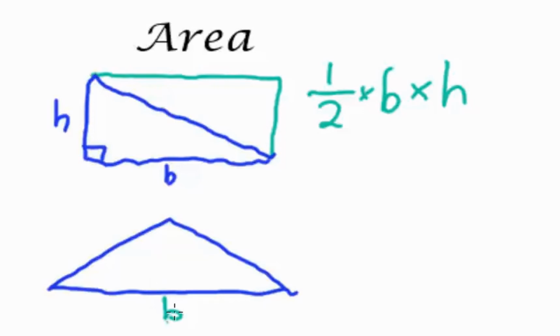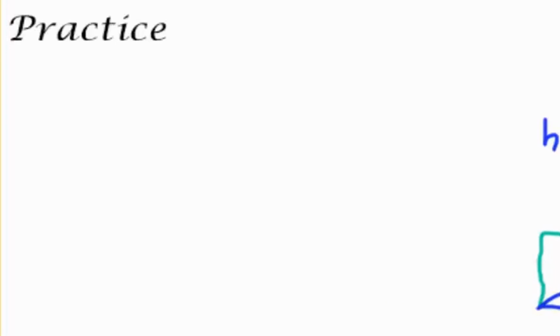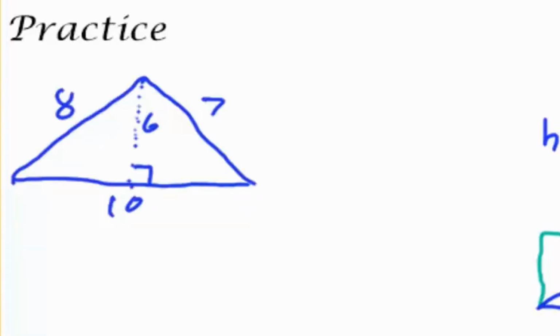Let's take a look at a different looking triangle. Again, I have the base along the bottom, the height right there in the middle, and as I illustrate, even this triangle can be drawn to demonstrate that it is half of a rectangle with the same base and the same height. To practice this a little bit, let's look at a triangle where we have all the measurements we need and more. This triangle has sides 8, 7, and 10, and a height of 6.